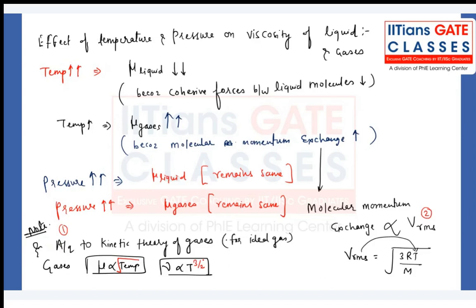Whatever the randomness in the gases, that comes because of the velocity only, and that velocity will not change because of the pressure. Remember that the velocity will not change because of the pressure.